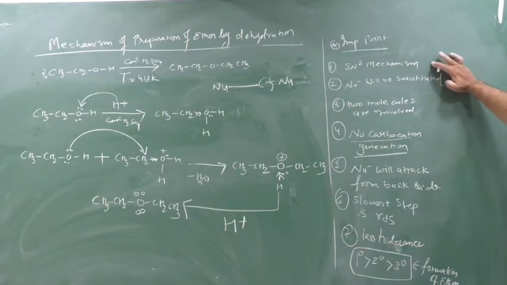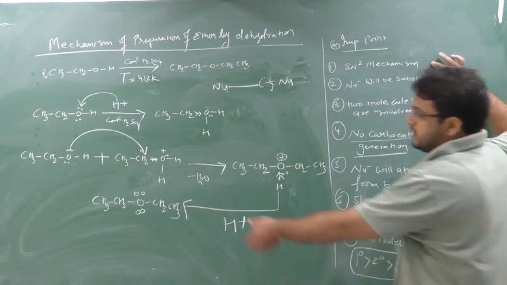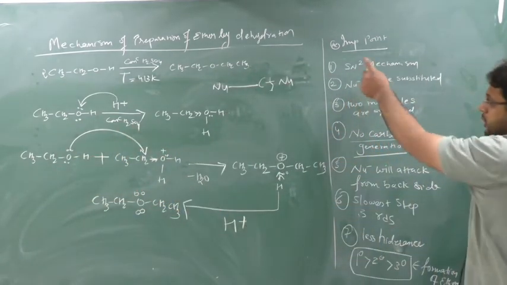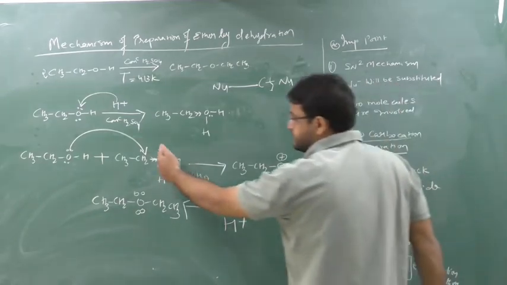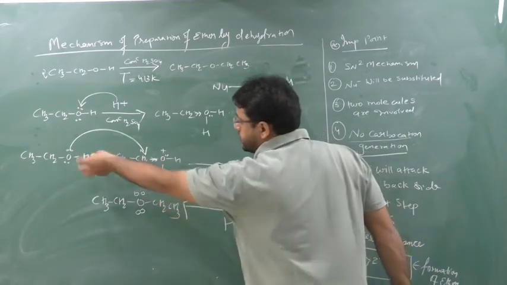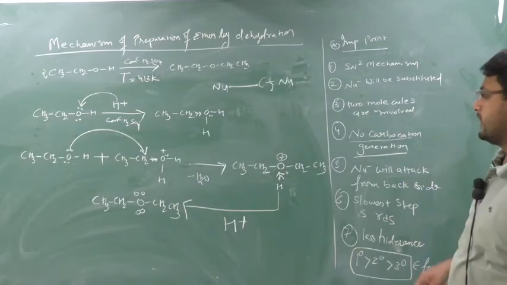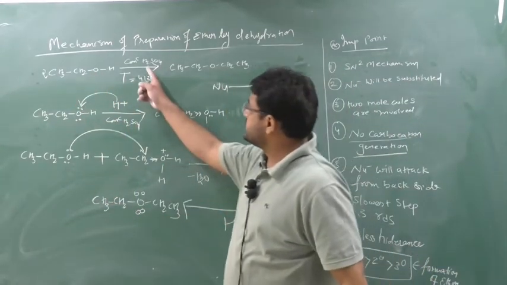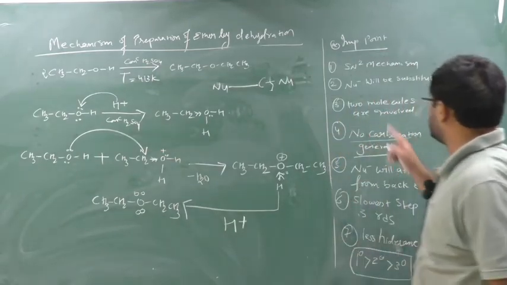Now see here, the SN2 mechanism is followed. See, this nucleophile is going, another nucleophile is coming. So yes, it is an SN2 mechanism; a nucleophile is substituted by a nucleophile. Two molecules are involved. Which molecules? This H2SO4 and this molecule. So two molecules are involved.